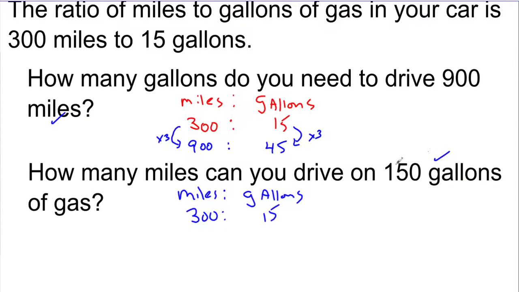So I'm going to say I would really like there to be 150 gallons. I'm making sure that because I labeled at the top, it's on the correct side. This is a times 10. So that means on this side I'm going to do times 10, and I'm going to find that I can drive 3,000 miles. How many miles can you drive? Well, I can drive 3,000 miles for 150 gallons. Okay, we can do this exact same thing again.